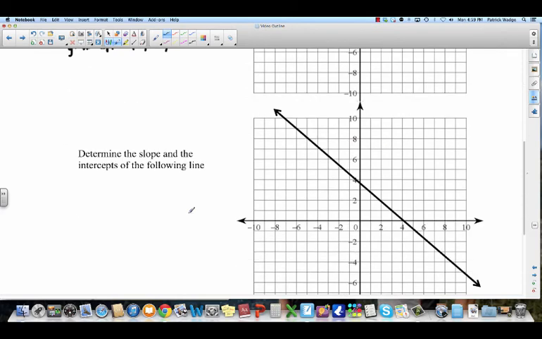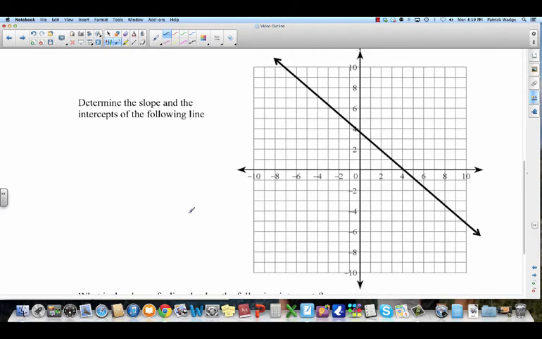Okay, good. Determine the slope and the intercepts of the following lines. So they already have the line here, and we have to find the slope and the intercepts. Now, usually they would show you some definite, pretty points to use. I didn't do that, but let's say there's a point here, and a point right there. It's hard to tell exactly which pretty points it goes through, so I'm just going to say those are the pretty points.